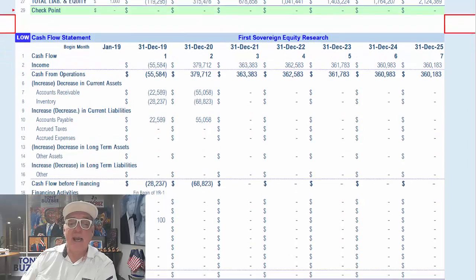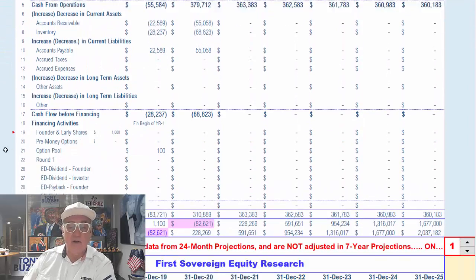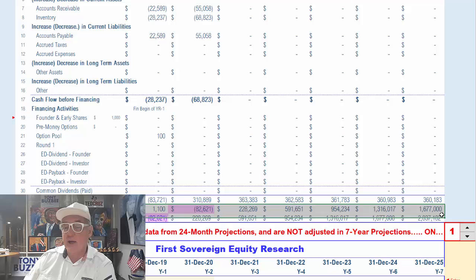Well, and here's your cash flow statement. There's really nothing you do on cash flow except take a look at your beginning and your ending cash. And right here, we've got a little cash flow hiccup, but we're doing pretty fine.